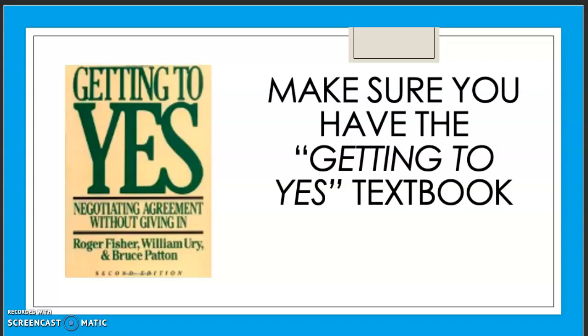So we will begin with our Getting to Yes book this week. If you do not have it yet, please make sure you get it as soon as possible. There's an online version as well as the hardback. I have both, and I do like the online version because you can search the keywords and it will take you right to the page, so it's easy to retain information as you're doing your assignments and studying for the final exam.